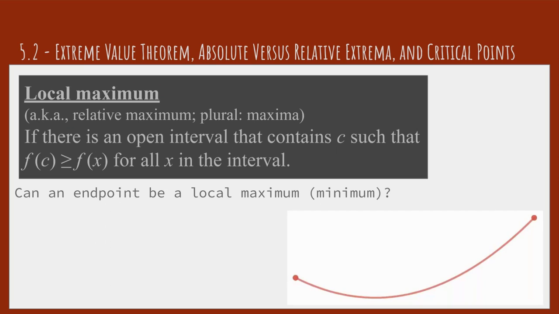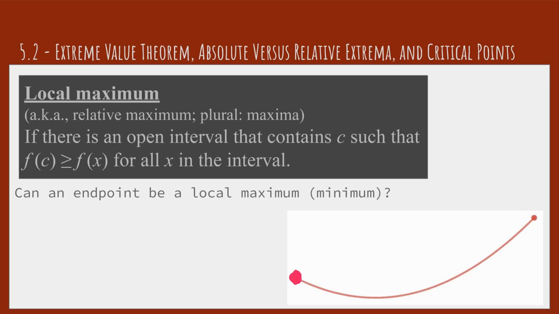So let's talk about closed intervals. In this example right here, this function is going to have a local minimum at a point right around here, because if we just focus on some neighborhood, really doesn't matter how big or small the neighborhood is, that's going to be the smallest value around. But if we look at an endpoint, let's say this endpoint right here, can that be a local maximum in this case? And it depends on how we define it.